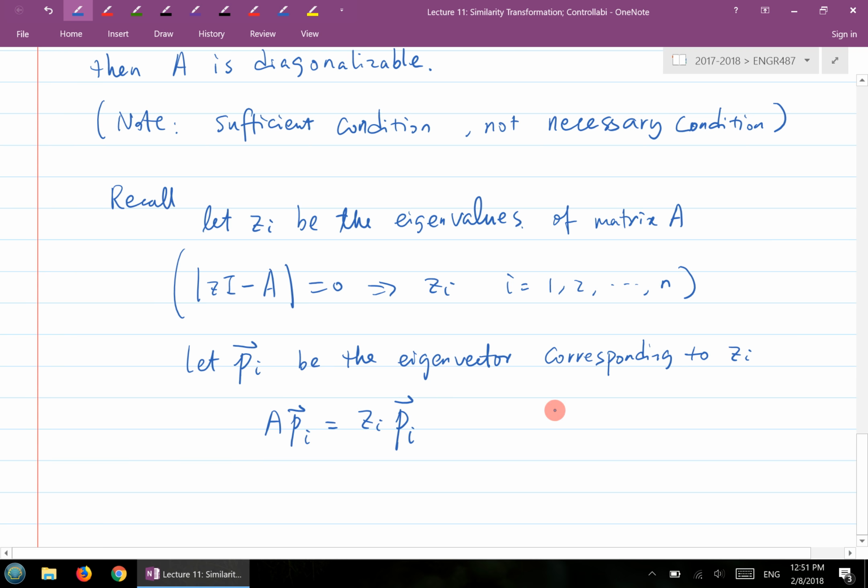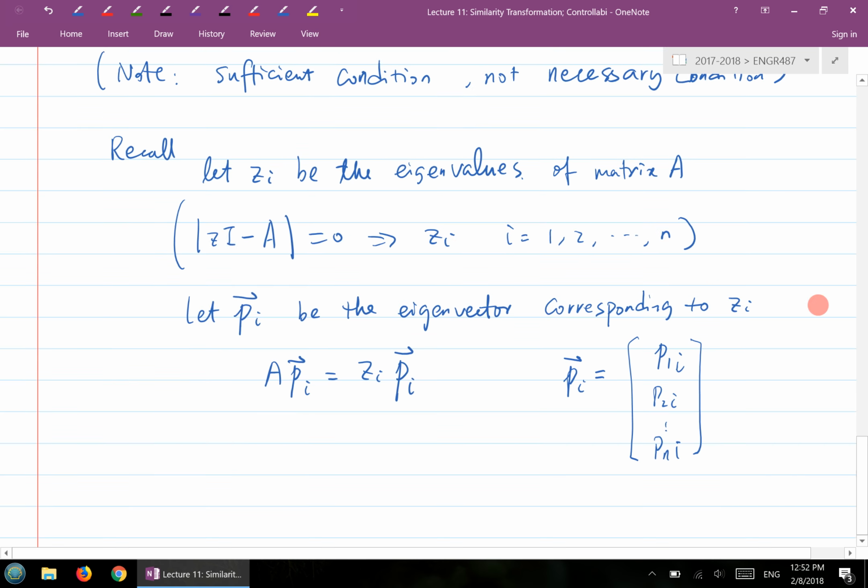And the eigenvector pi is a vector, of course. It's basically the ith vector. The vector is an n by 1 vector, so you can write down the components: p1i, p2i, and then keep going down until pni. So that's the structure here.